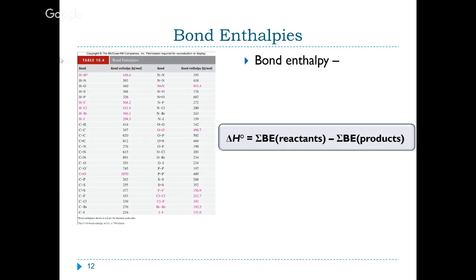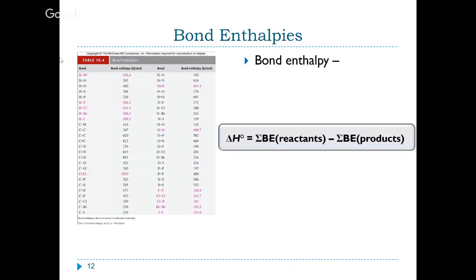So we have a new way of calculating enthalpy of reaction. You're looking at adding up all the bond enthalpies of your reactants and then subtracting all of the bond enthalpies of your products, right? So we're back with that summation symbol, right? That's what that squirrely looking E is.